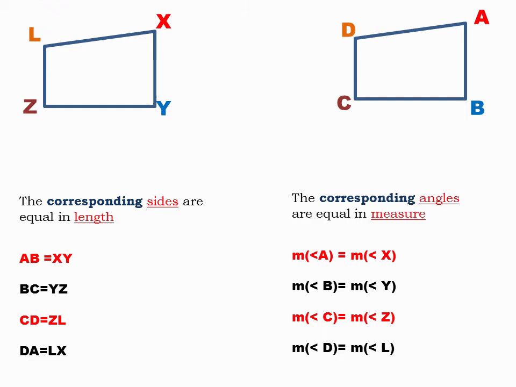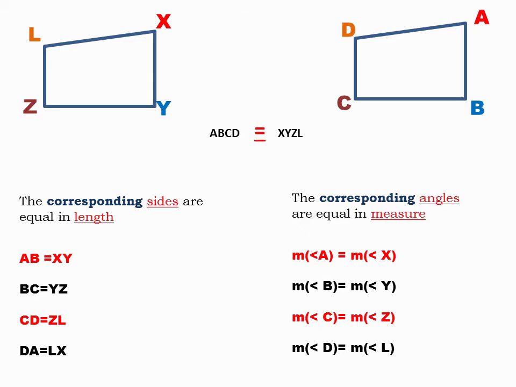Because these two are congruent, we say that the measure of angle A is equal to the measure of angle X, the measure of angle B is equal to the measure of angle Y, the measure of angle C is equal to the measure of angle Z, and the measure of angle D is equal to the measure of angle L. Because of these two conditions, these two dear friends are congruent. So we say that ABCD is congruent to XYZL. Again, this sign between them is not an equal sign. It has three dashes, so we read it as congruent to.